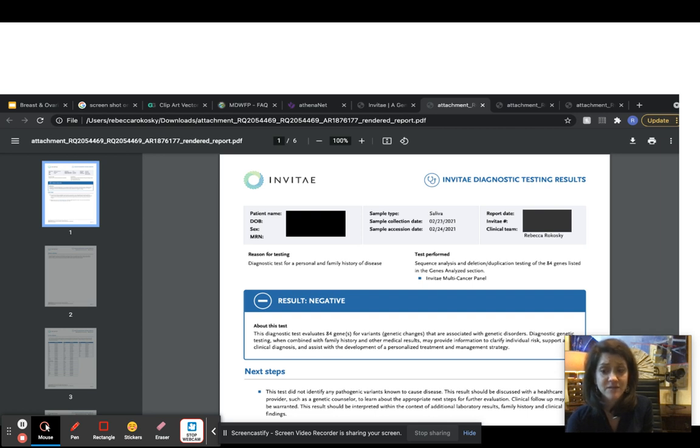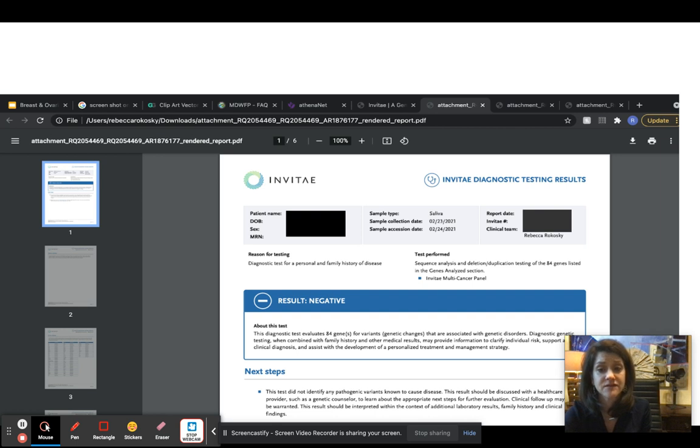Because if the dad has a pathogenic variant and the daughter doesn't, she's going to be, once again, at average typical risk. If the dad is negative, then we don't know what's going on in this family, and we don't have a genetic test for it at this point in time. So we would start high-risk screening on this patient.